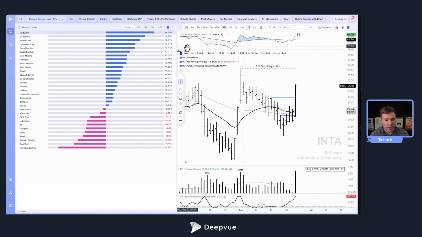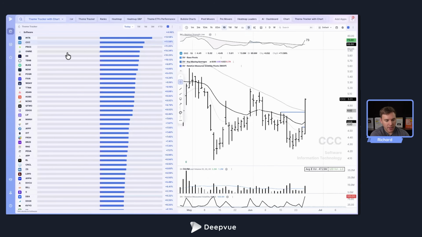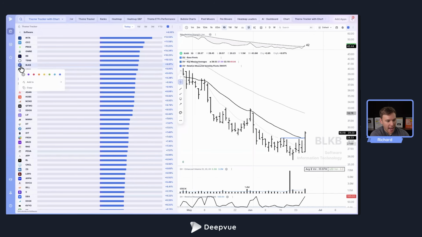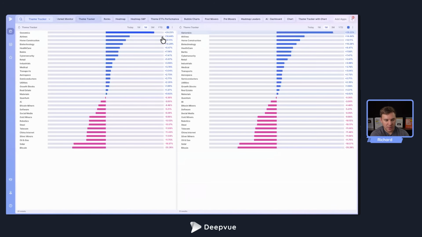So this is the second thing I do. And this is the theme tracker with chart. This is a great dashboard to open to have that workflow where you can dive deeper into software, spacebar through just like a watch list, and click the logo if you want to add one of these to a watch list like that. But I've also got another setup just called Theme Tracker.